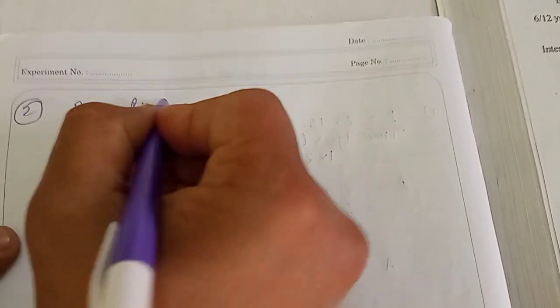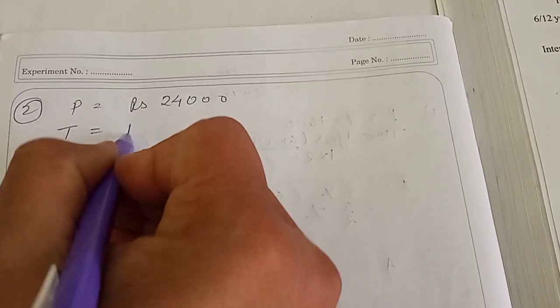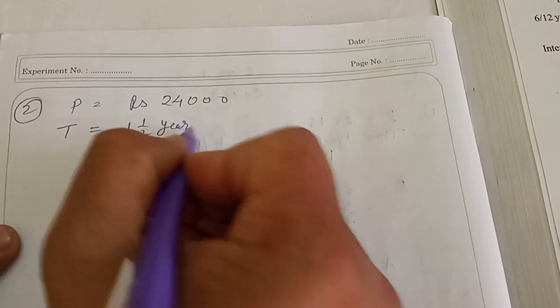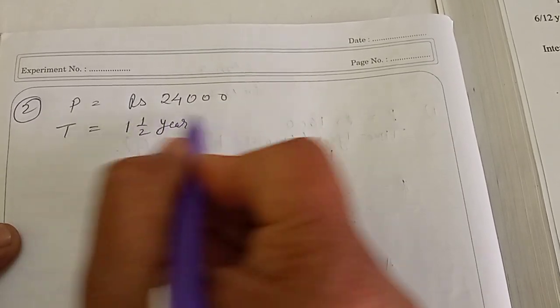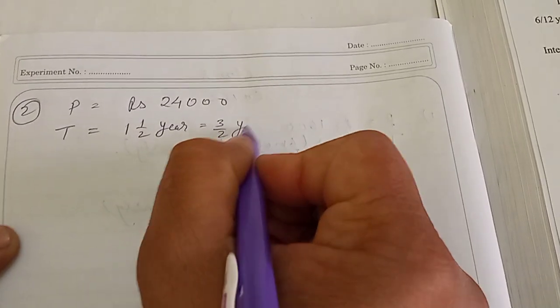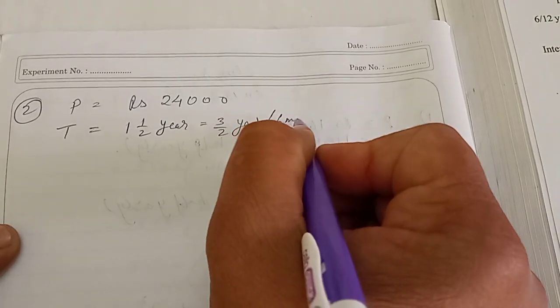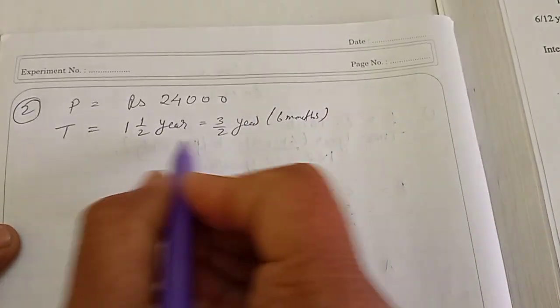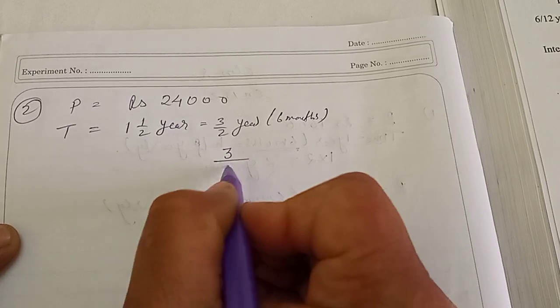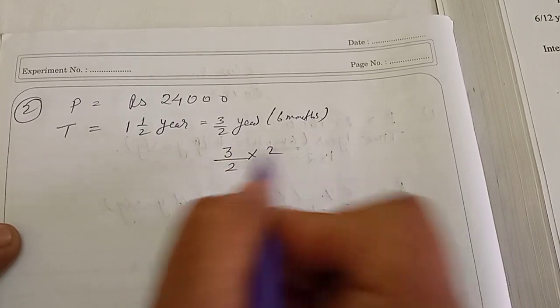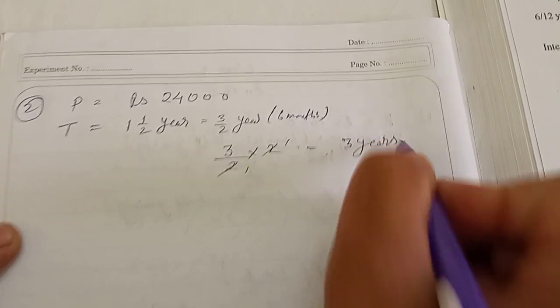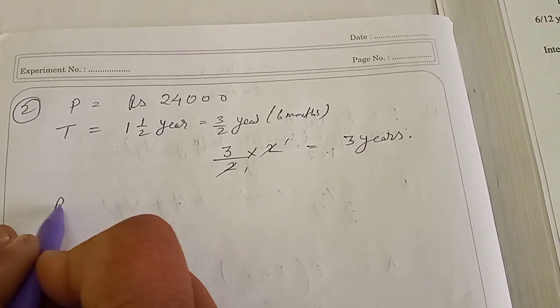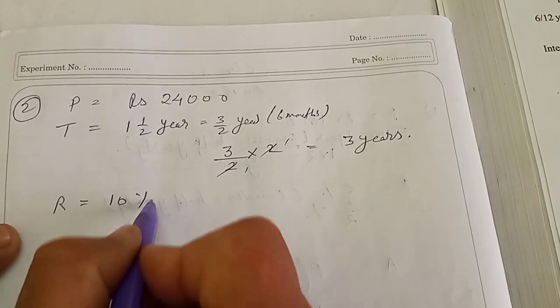What is given? Principal is given rupees 24,000. Time is given 1 whole 1 upon 2 years. If you change this mixed fraction into an improper fraction, it is 2 ones are 2 plus 1, 3 upon 2 years, that is 6 months. 6 months means half yearly. That means, as I said, you have to multiply by 2. Cancel this, 2 ones are 2, that is 3 years. Time is how much? 3 years.